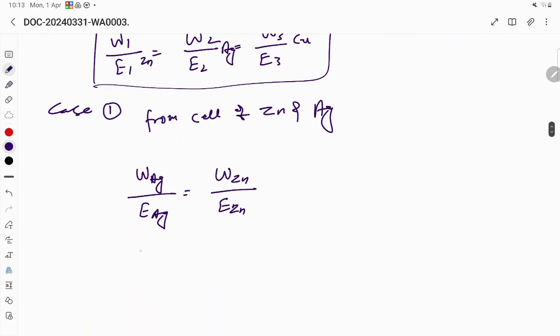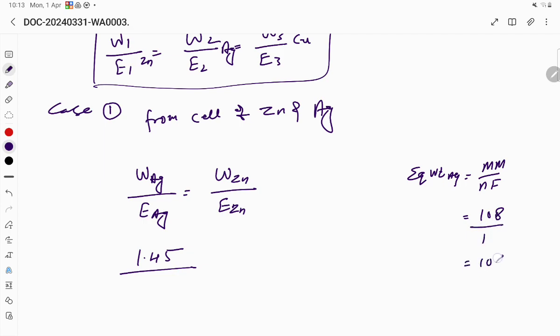So here we are mentioning 1.45 gram and the equivalent weight of silver. Equivalent weight of Ag is molecular mass upon N factor. The electrolyte given is AgNO3, so the N factor is 1, and 108 divided by 1 is going to be 108 only. So here we are mentioning 108.